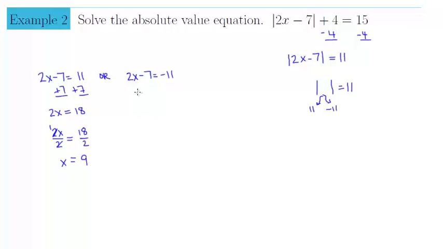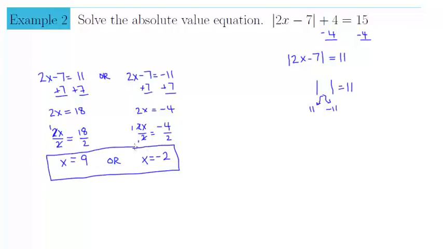Let's solve the second equation now to find our second answer. Using reverse operations again, we add 7 to both sides, giving us 2x equals negative 4. Dividing both sides by 2 gives us x equals negative 2. That means there are two answers to our problem. X could be 9 or negative 2, also written in set notation as negative 2 comma 9. I will leave it to you to check that both of these answers, when placed into this equation, give you the correct solution. All right, we'll move on to the next example.